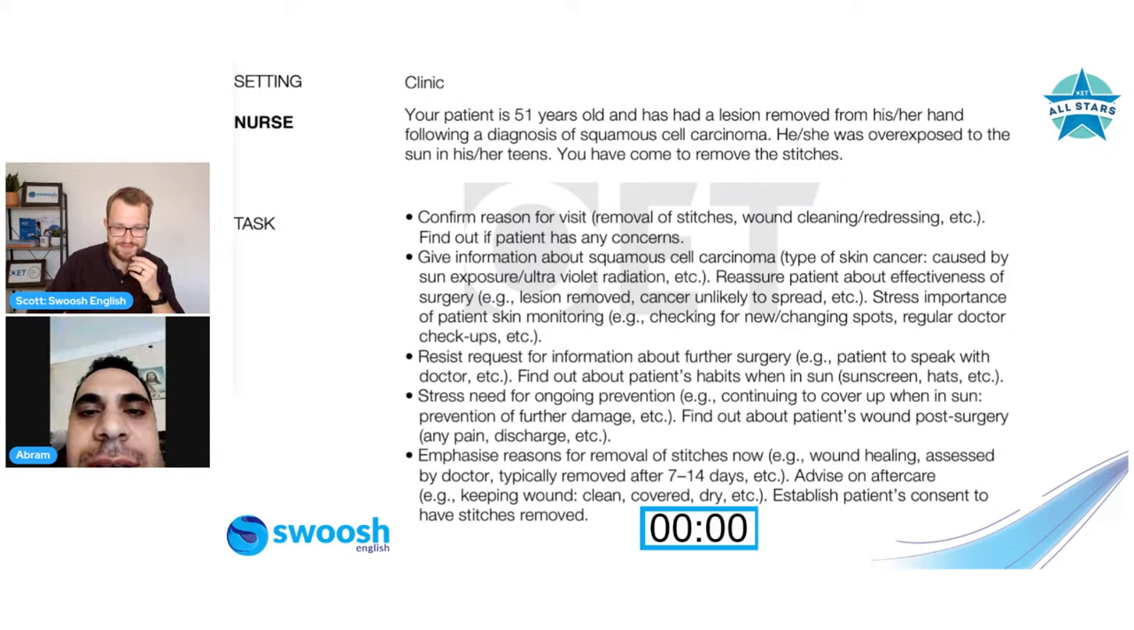Okay. I will give you some information about squamous cell carcinoma. Yes, please, nurse. Thank you. Okay. Skin cancer is caused by sun exposure, ultraviolet radiation, and some reason. Yes, but I want to tell... Please, okay, nurse. Sorry. I hear you. But I want to reassure you about the effectiveness of surgery, lesion removed.